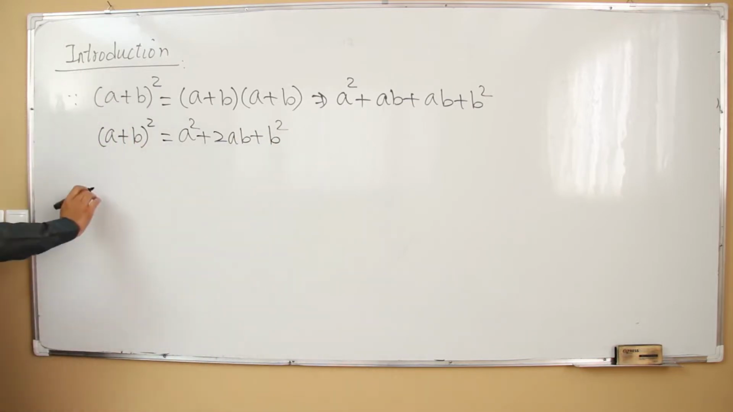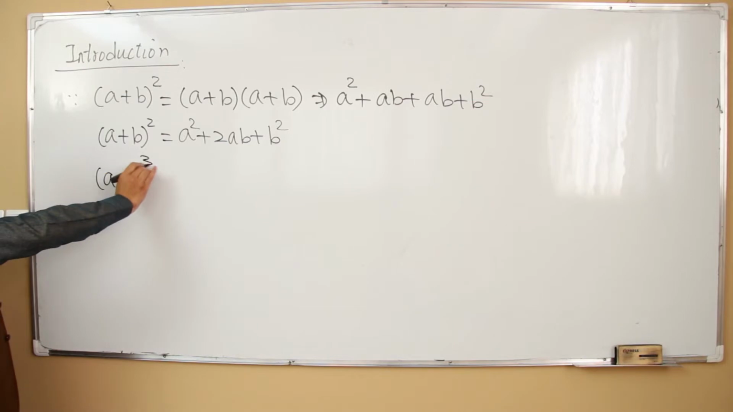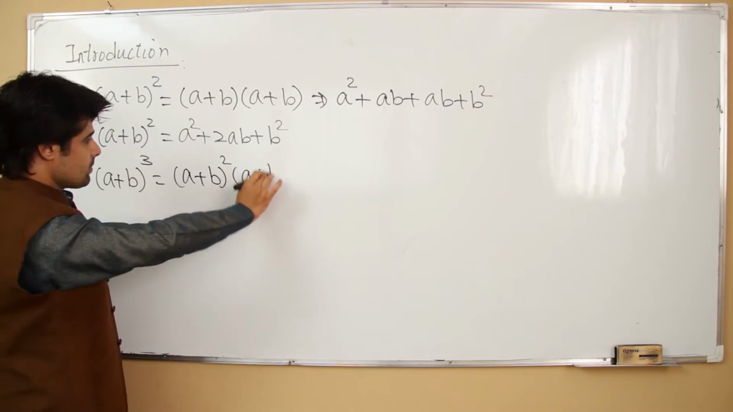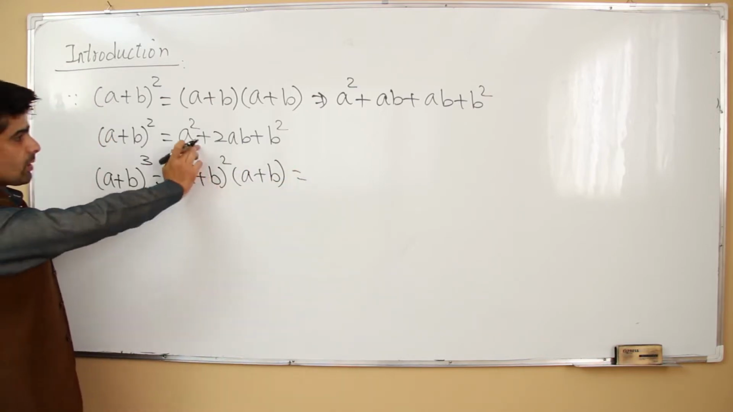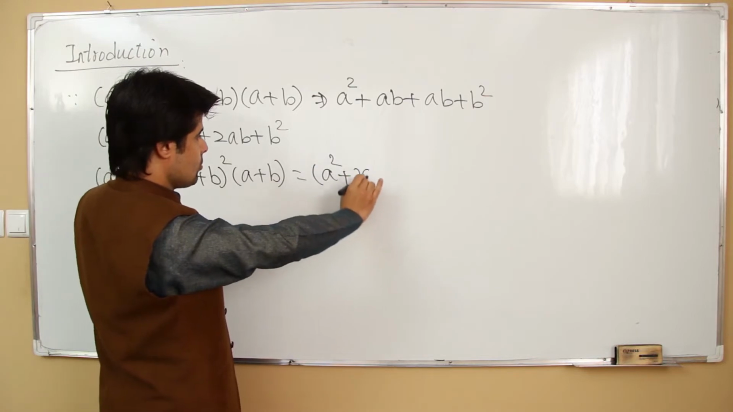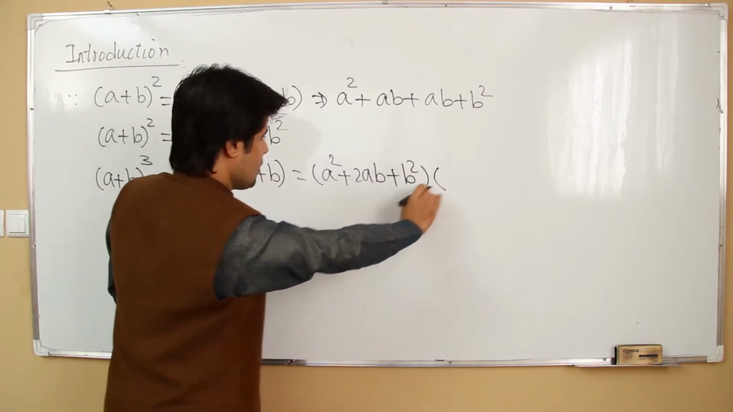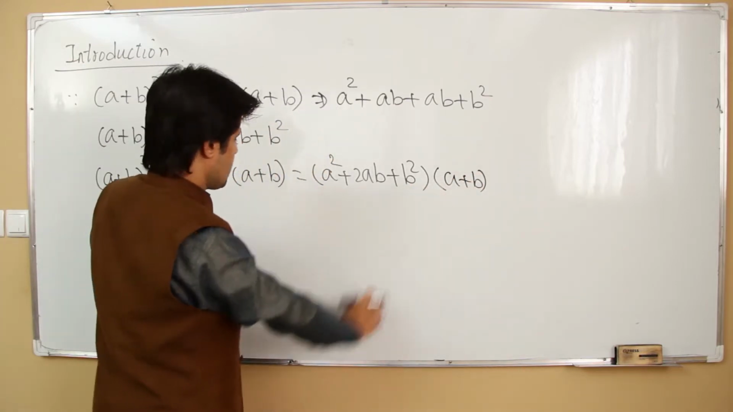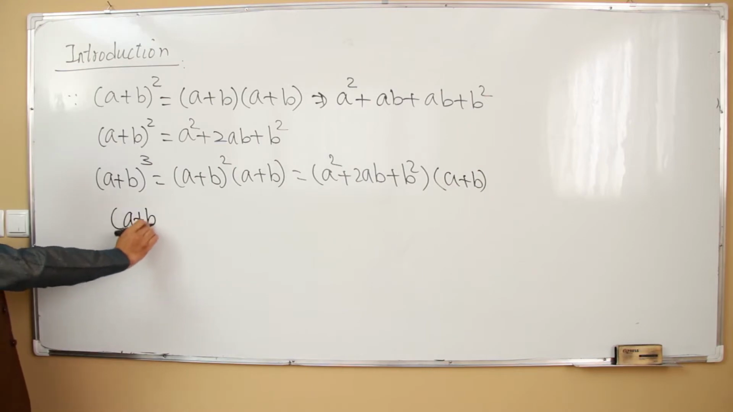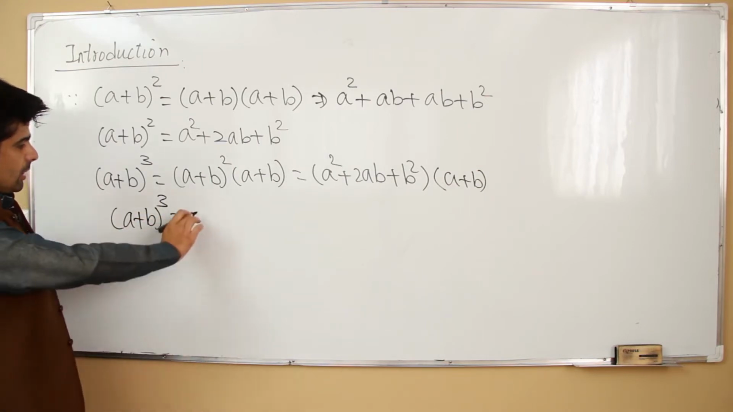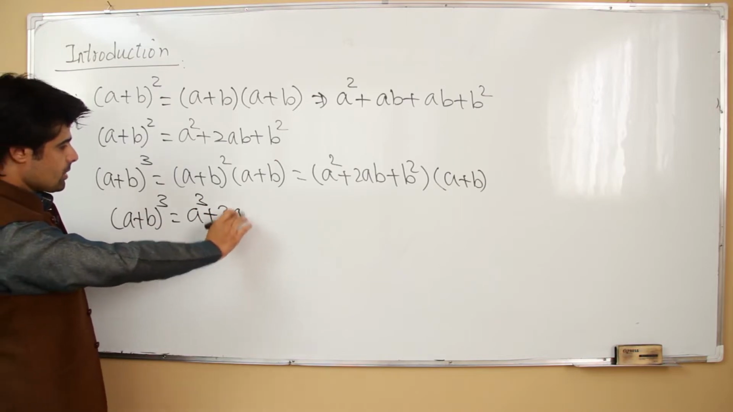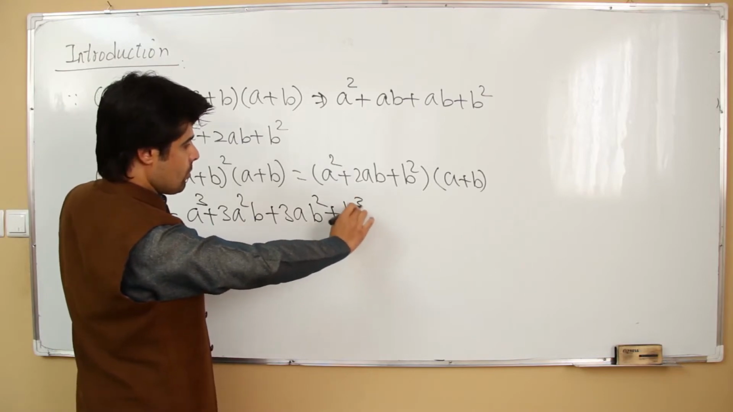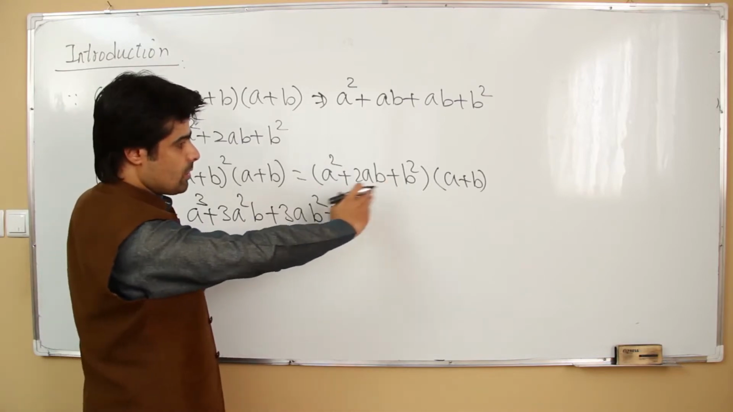Yes. Whenever you are talking about (a plus b) whole raised to the power 3, it means (a plus b) squared times (a plus b). Now, you know the result of this one. This is (a squared plus 2ab plus b squared) times (a plus b). Now, if you multiply this one with this one, you will find the result (a plus b) raised to the power 3 is a cubed plus 3a squared b plus 3ab squared plus b cubed. Am I right or not? Multiply this one and you will find.